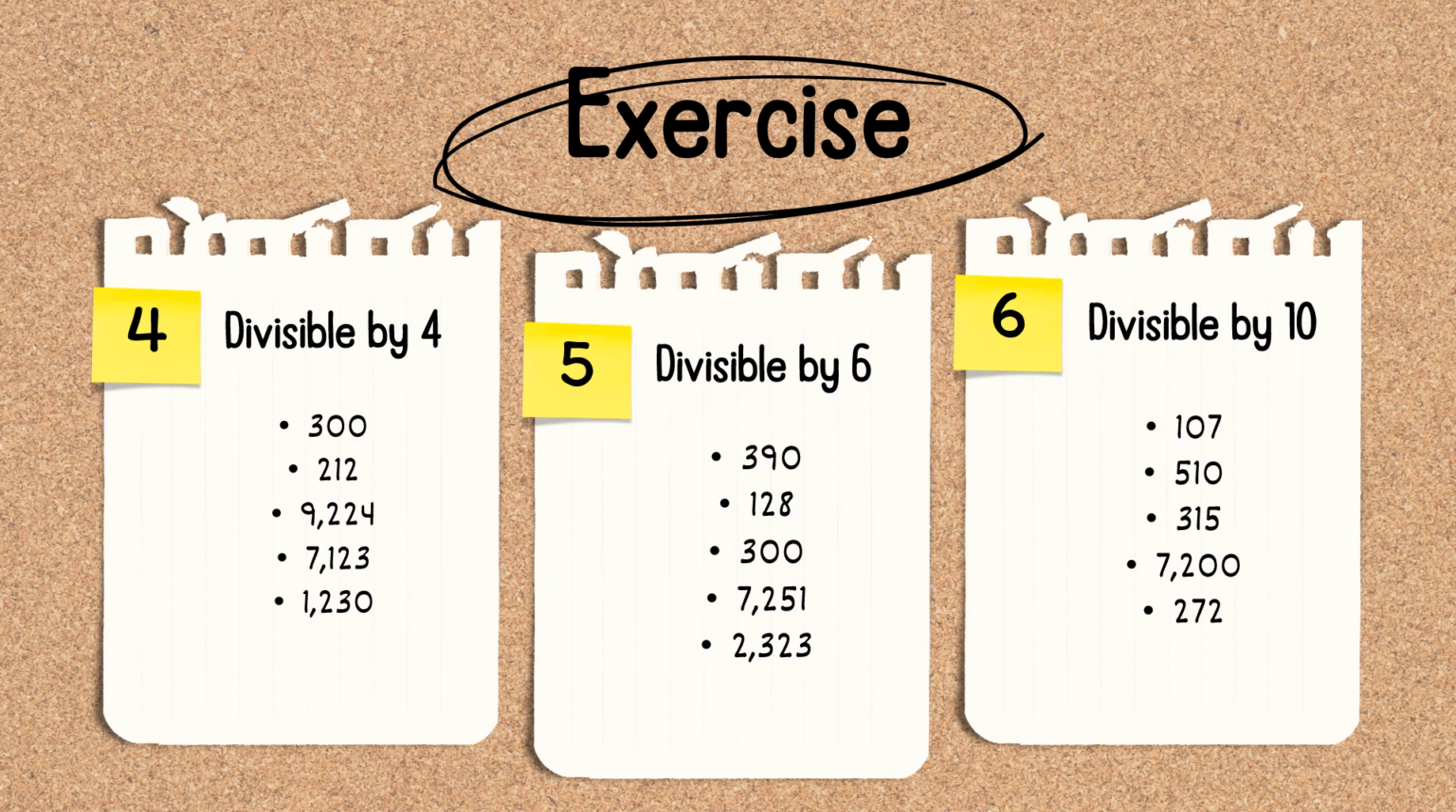128. 128 is an even number, so yes, it is divisible by 2. Let's add the digits to know if it is divisible by 3. 1 plus 2 equals 3. 3 plus 8 equals 11. 11 is not divisible by 3. So the number 128 is not divisible by 3. So 6 will not play with it. It will not be divisible by 6 even if it is divisible by 2. Make sure that you test both. It has to pass both tests.